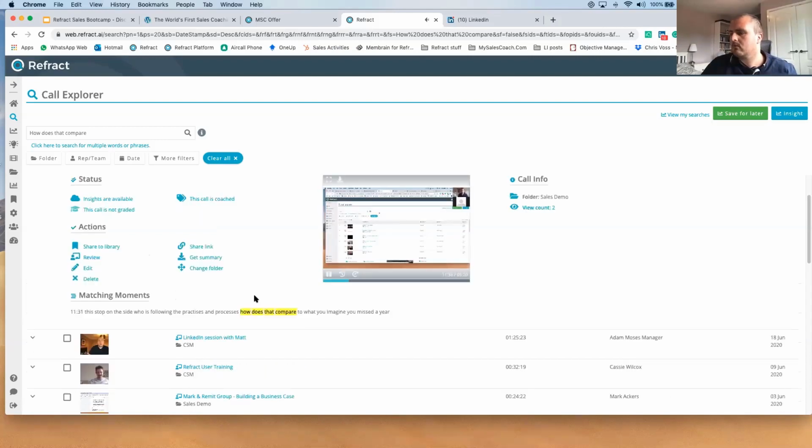Processes. How does that sort of compare to what you were imagining you were going to see here? That's better than I thought. I thought I'd be able to just type in only free trial.